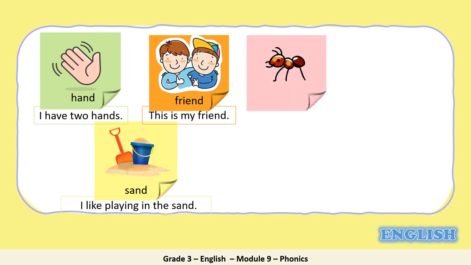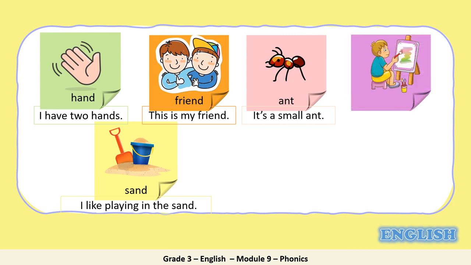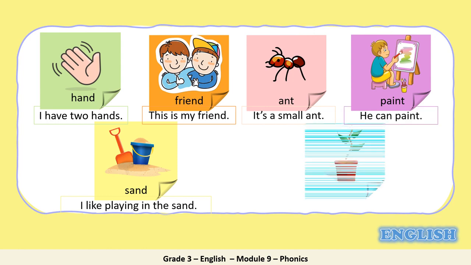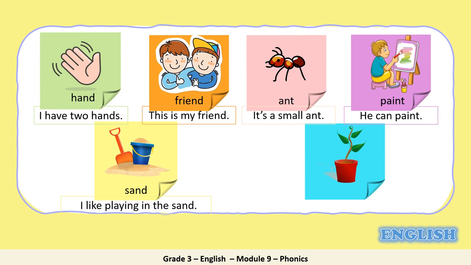Next picture. What's this? Aha! It's an ant. We can say it's a small ant. Next picture, what is this boy doing? Yes, he's painting. We can say he can paint. Last picture, are you ready? What's this? Very good, it's a plant. We can say we plant trees in spring.